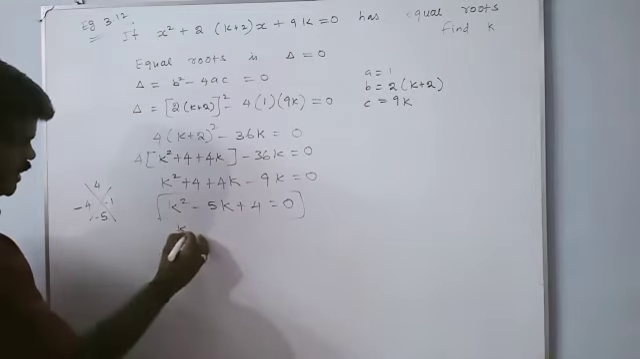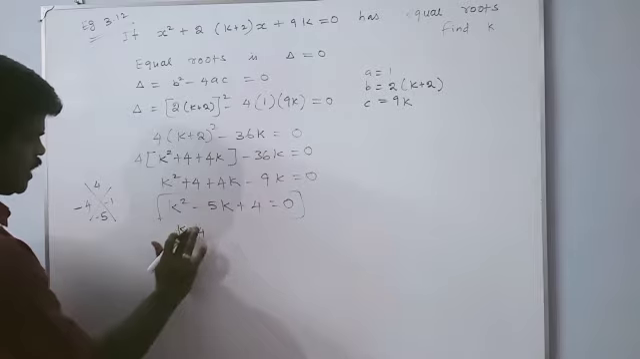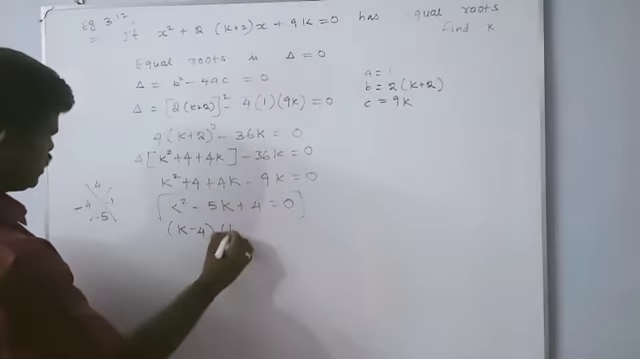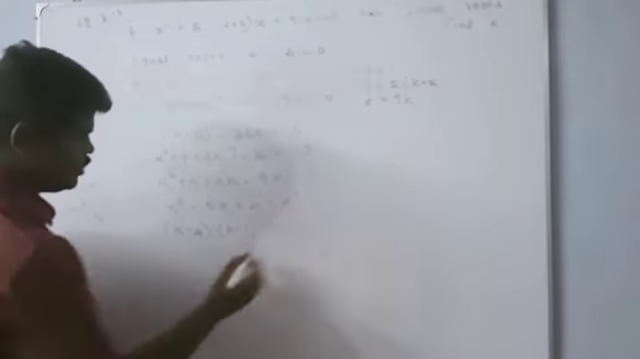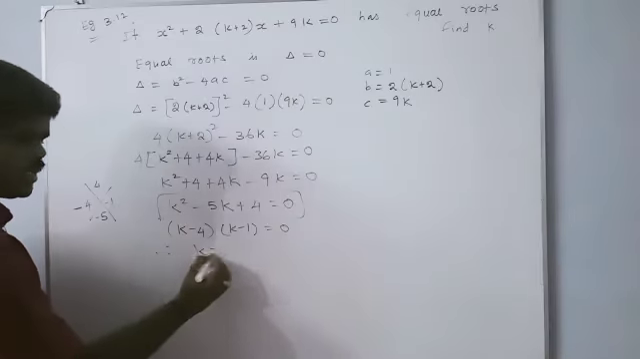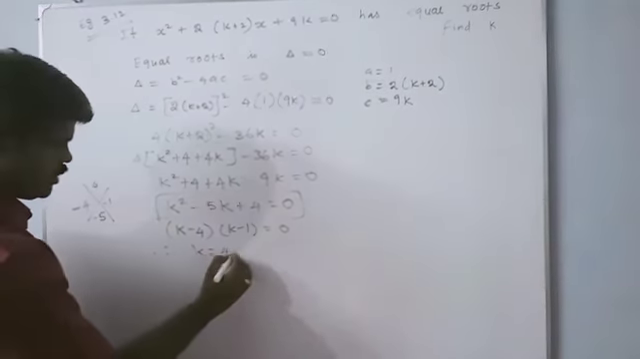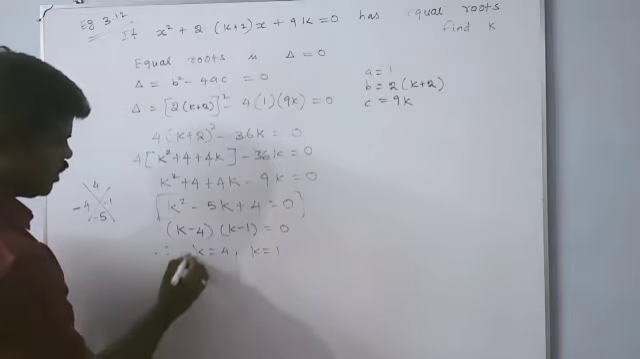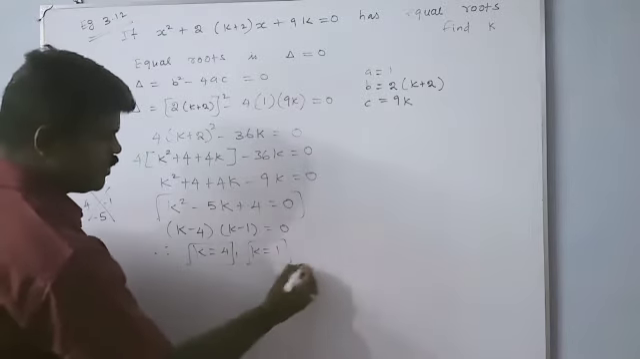Therefore what are the factors? k minus 4 into k minus 1 equal to 0. Therefore the values of k are k equal to 4, k equal to 1. Which are the values of k?